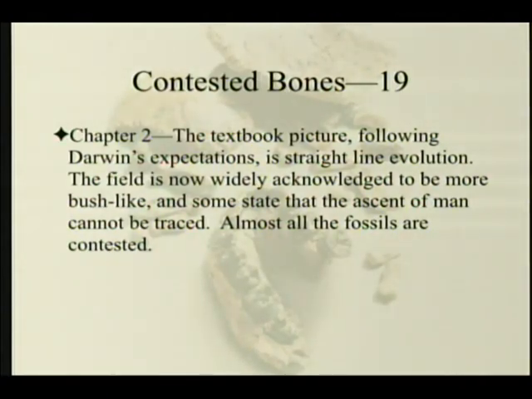In chapter two, they note that the textbook picture following Darwin's expectations is straight line evolution. However, the field is now widely acknowledged to be more bush-like, and some evolutionists who say there should be some traceable path will say that the ascent of man cannot be traced with the material we have and may never be able to be traced. And as they note, almost all of the fossils are contested. And of course, we can ask the question, why?